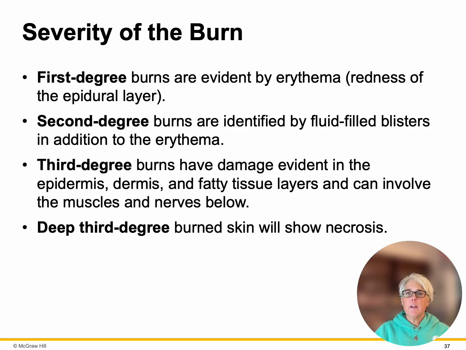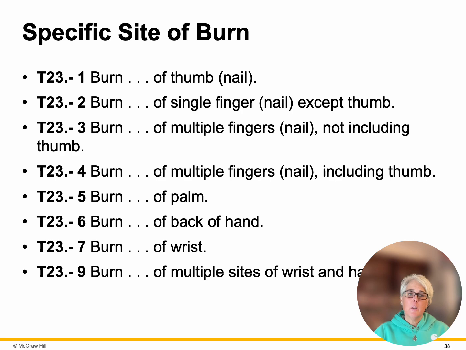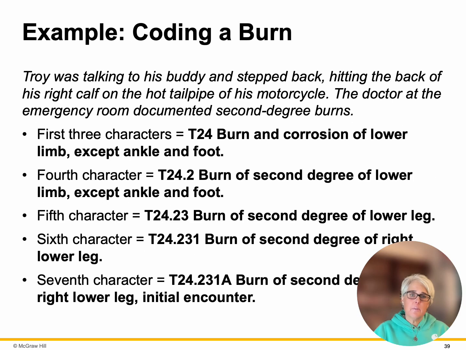First degree burns affect only the epidermis and appear as redness or erythema. Second degree burns involve blisters. Third degree burns extend through the dermis and fat, and deep third degree burns may show tissue necrosis and possible muscle involvement. Within a region, codes can get very specific. For example, distinguishing burns of a thumb versus a single finger, multiple fingers, the palm, the back of the hand, or wrist. These details come through documentation and help you narrow to the correct fifth and sixth characters.